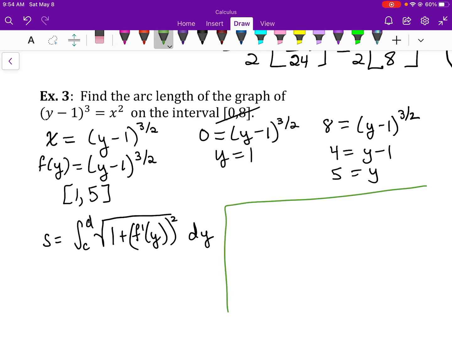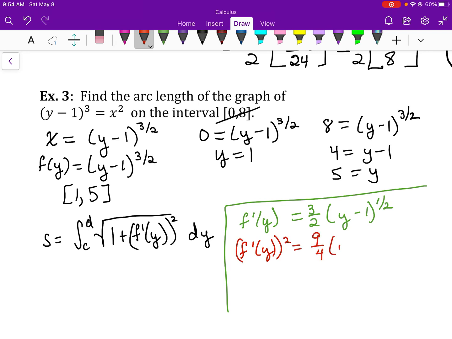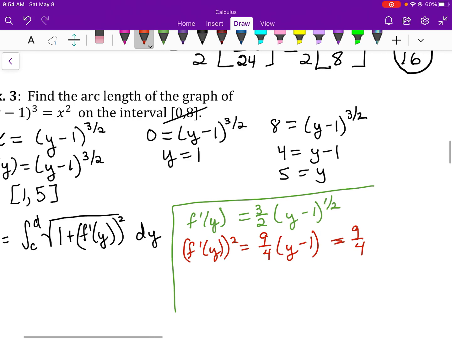What's going to go under the radical? So f prime of y is 3/2 (y minus 1) to the 1/2. Second step, let's square that. I'm going to go ahead and multiply that out. Third step, let's add 1 to that.